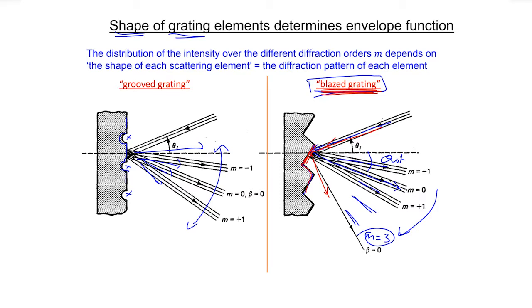So by playing with the shape of the elements, the n elements of a grating, you can modify the intensity distribution over the diffraction orders, and a particularly cute modification is a so-called Blaze grating, a sawtooth-like grating, where you can get a lot of light in one of the particular orders.